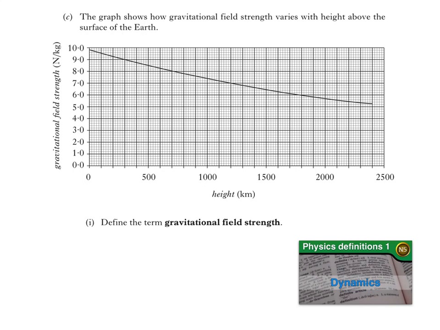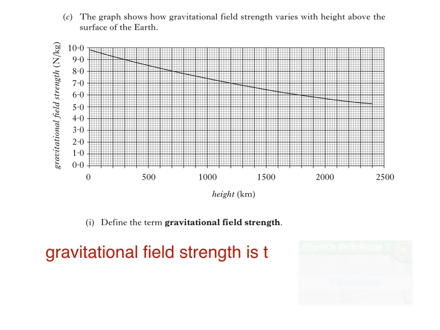Gravitational field strength is covered in video 1, Dynamics, which says that it's the weight of 1 kilogram. Like many definitions, you can use an equation to help you work this out. This equation tells us that weight in newtons is equal to mass in kilograms times gravitational field strength g. Rearranging to make g the subject, we get gravitational field strength equals weight divided by mass in kilograms.